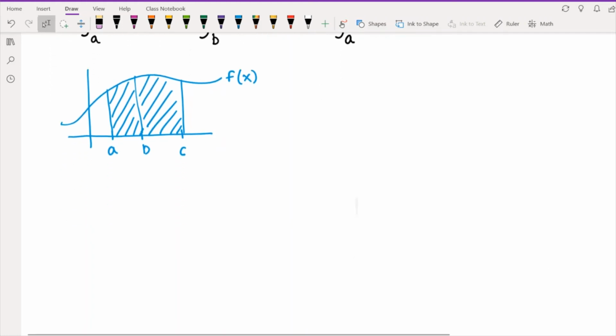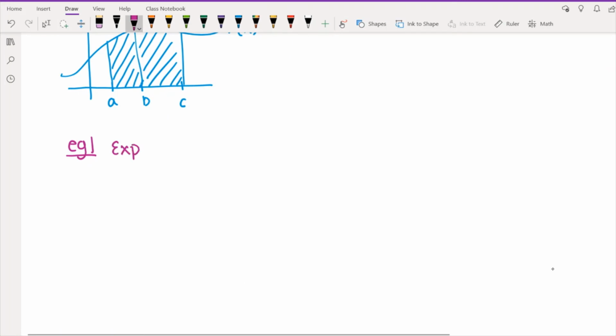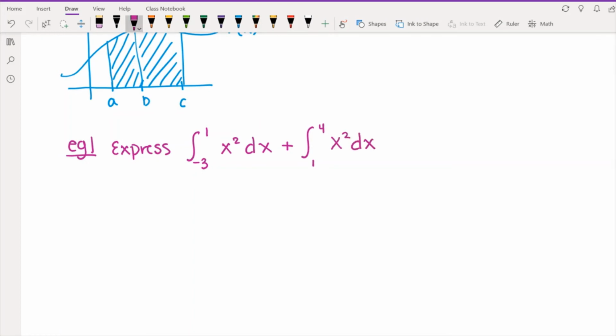So I want to look at an example of an application of this rule, and this is a slightly tricky example, I think. I think there's one similar to this on the homework. We're going to express the integral from -3 to 1 of x squared dx plus the integral from 1 to 4 of x squared dx minus the integral from 2 to 4 of x squared dx as a single integral.